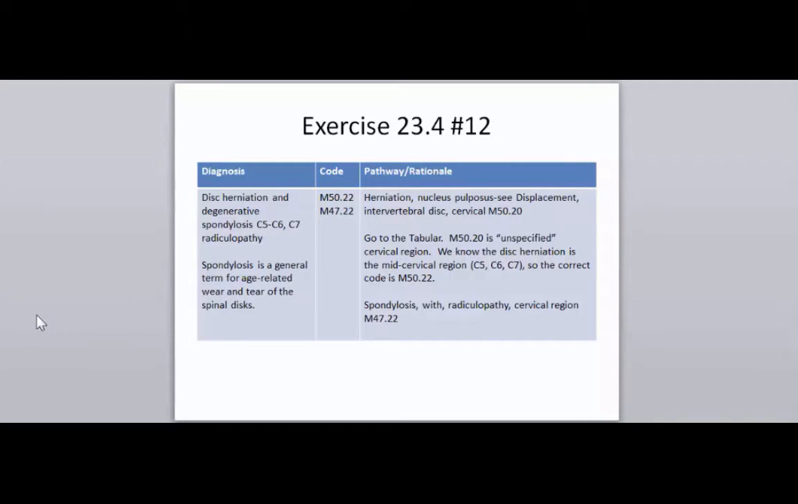Exercise 23.4, number 12, I included a disc herniation and spondylosis with radiculopathy. Whenever you're coding the general population, you're going to code a lot of spondylosis, and many times your Excludes1 and Excludes2 instructional notes give you information about the types of spondylosis. Be sure you're following those very carefully.